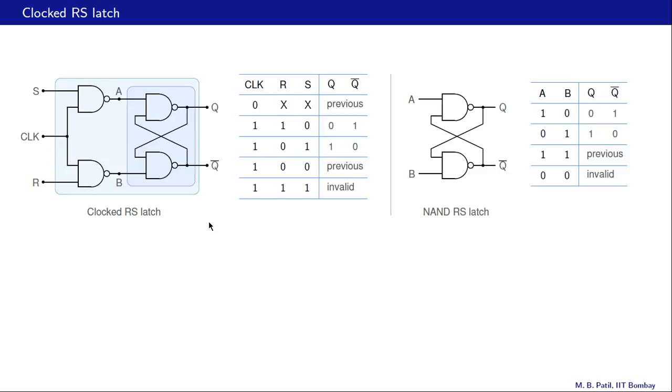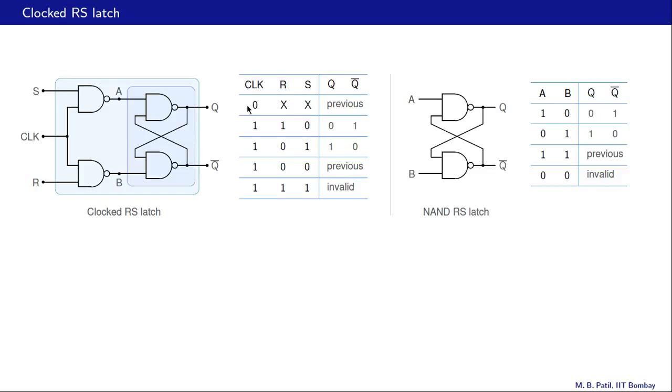Let us now look at the clocked latch with clock equal to 0. If clock is 0, then A would be 1, B also would be 1, and that is irrespective of S and R. That means S and R are don't care conditions in this case. Now if A and B are 1, then we are referring to this row here. That means Q and Q bar will continue with their previous values. So that explains this first row over here. So as long as clock is 0, the latch outputs do not change.